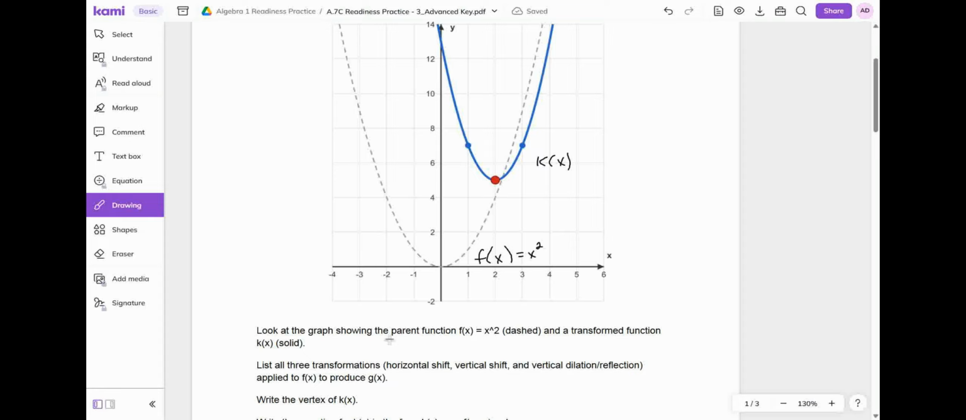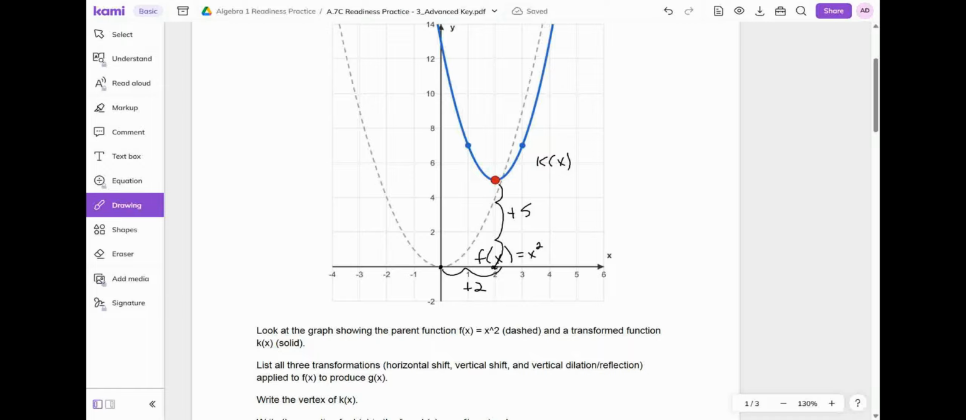The vertex is going to be our easiest point of reference. Let's look at what's happening with this vertex. It looks like it's being moved over 2 horizontally, and then up 1, 2. It looks like they're skip counting by 2, so that's going to end up being a plus 5 up there.